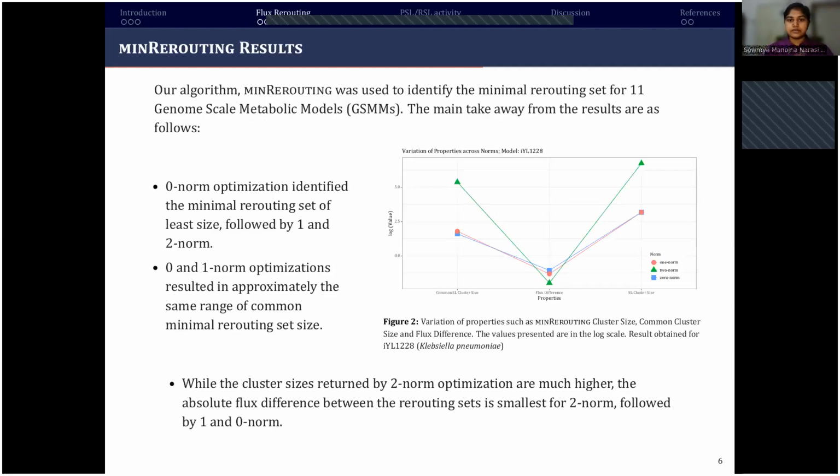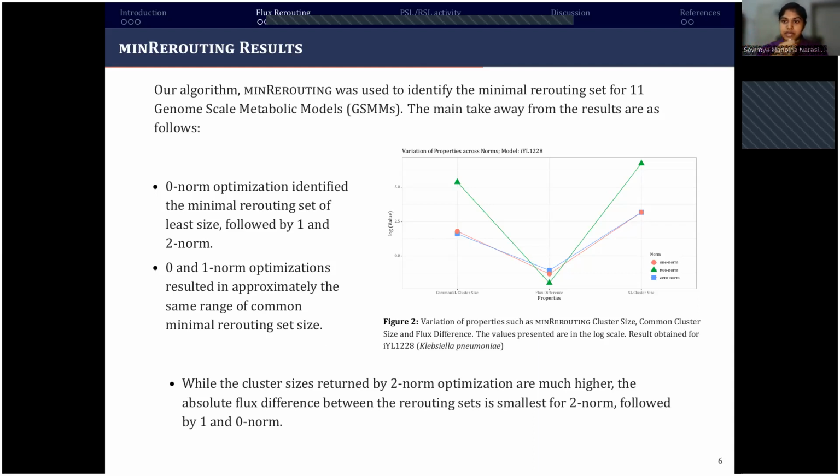The results that we obtain are as follows. We apply the algorithm for a total of 11 different organisms, and the result shown over here is for Klebsiella pneumoniae. One thing that we identified was that zero norm optimization, as expected, identifies the minimal rerouting set, followed by 1 norm and 2 norm. And 1 norm and 2 norm solutions essentially give the same range of common rerouting set and even the min rerouting cluster set.